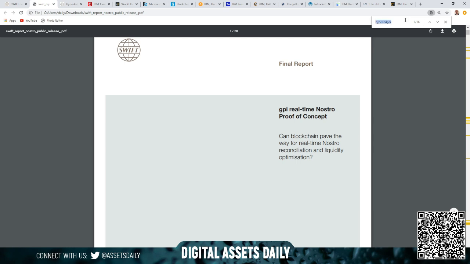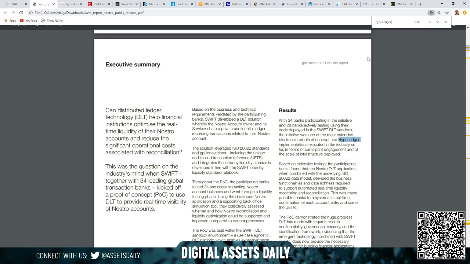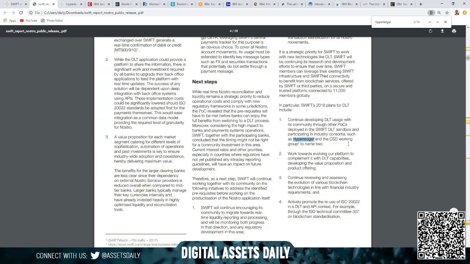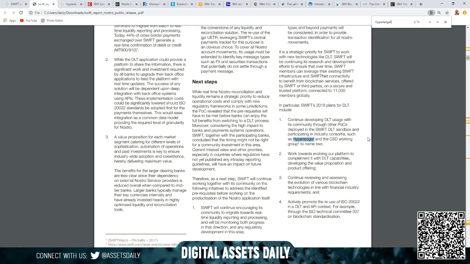Another thing we're going to do here, I totally didn't even start the article. The GPI real-time Nostro proof of concept, directly from Swift's white paper. We have here developing DLT usage with this community through POCs deployed in the Swift DLT Sandbox, which is the Sandbox initiative, which allows them to test and try new technologies. And again, you have the reuse of ISO 20022. So you have here API, DLT, ISO 20022, directly connecting to Hyperledger and Stellar.